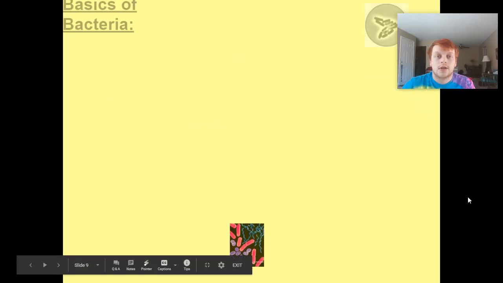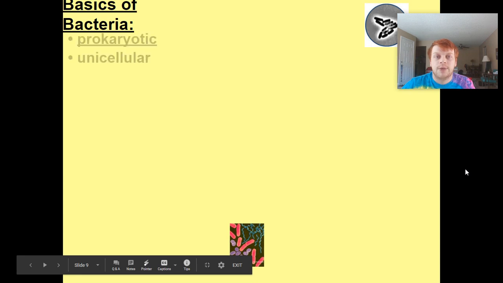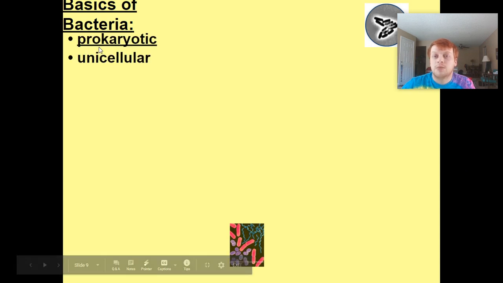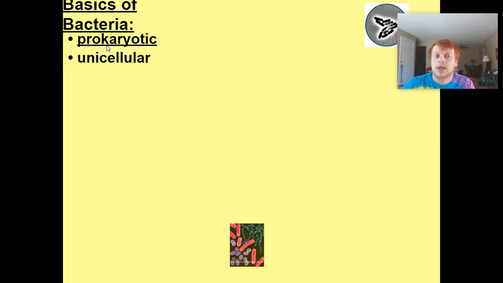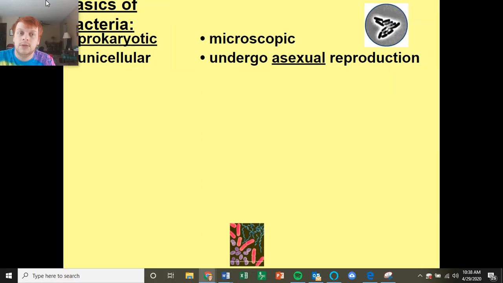All right, so now let's move into the basics of bacteria. Bacteria are prokaryotic. Remember, that means that they do not have a nucleus. It's before the egg. They are unicellular, so they're made up of one single cell. They're single-celled organisms. They're microscopic, meaning they're super tiny. You can't see them with the human eye.